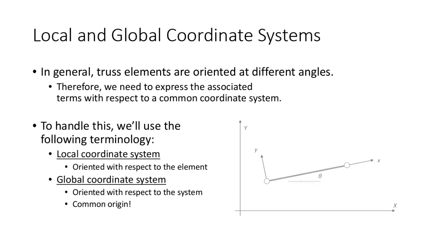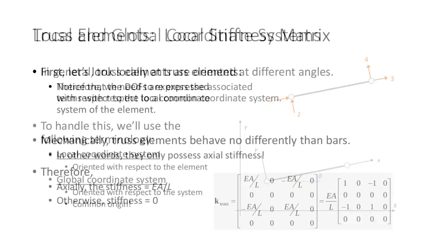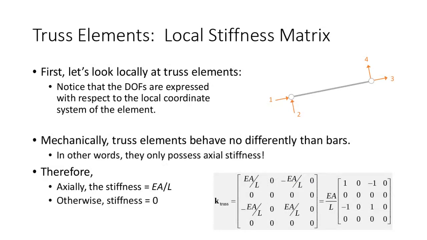But the point I want to make mechanically is that a truss element is no different than a bar element mechanically. The only difference is a truss element is a bar element that can be oriented at different angles. Along the local coordinate system, all a truss element is going to be is just a bar element and nothing else. So if you look here, this is the truss element locally, and I propose that its local stiffness matrix is just this right here.